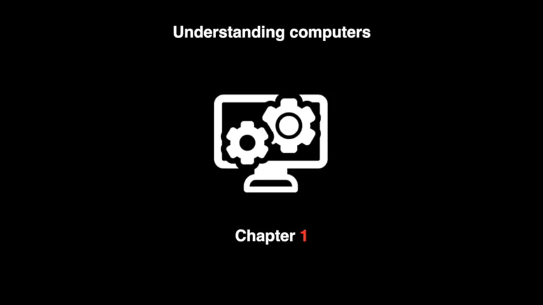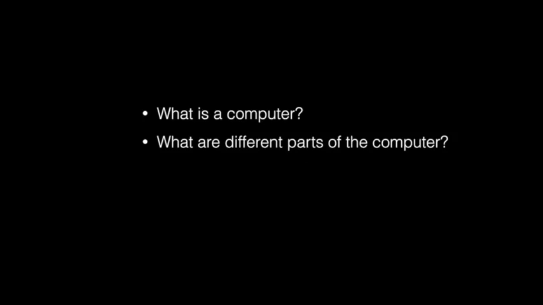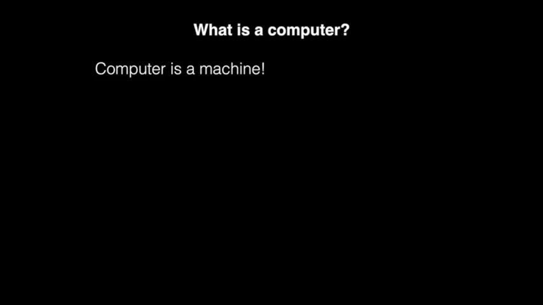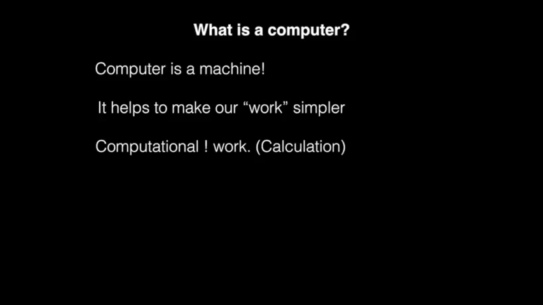But in today's chapter, we are going to focus on what a computer is and what the different parts of a computer are. So let's start. What is a computer? Well, to start with, a computer is a simple machine, and like most machines, a computer makes our work simpler. But what exactly is the work that a computer does? In the case of a computer, it does computational tasks, or simply put, plain operations.